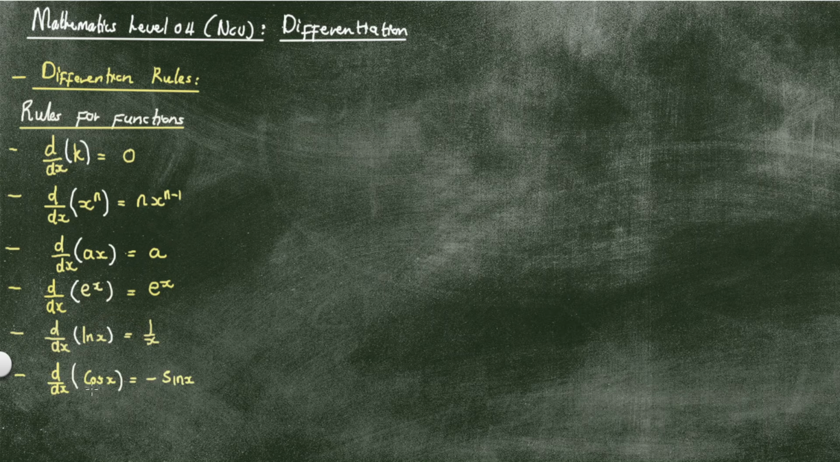Another function is the cosine function. When taking the derivative of a cosine function, you get minus sine x. If you take the derivative of sine x, you're going to get cos x. Last one, the derivative of tan x gives us what? A sec squared x.